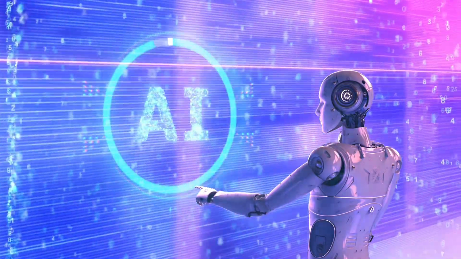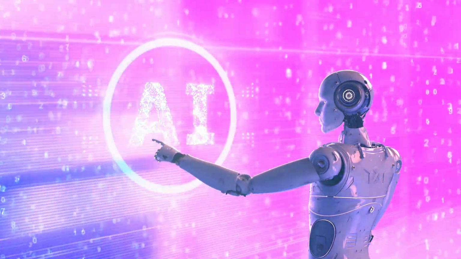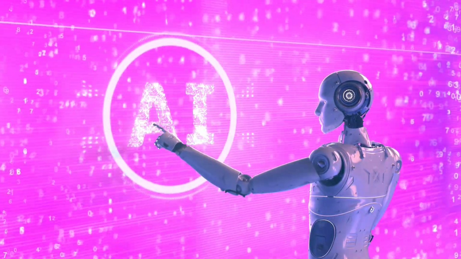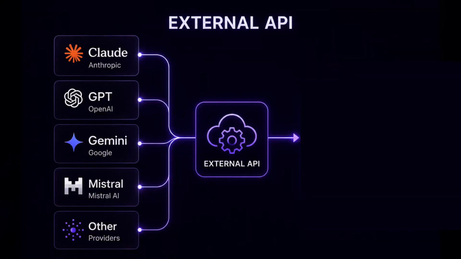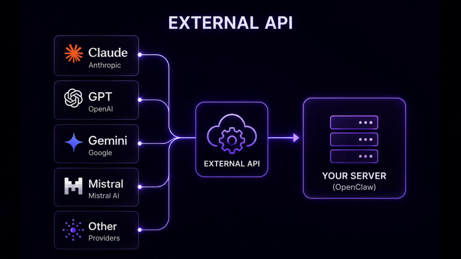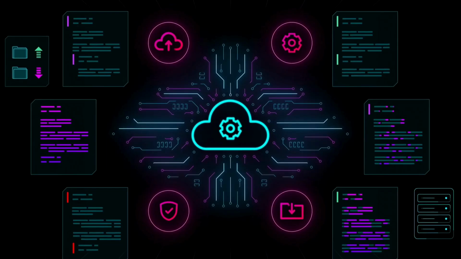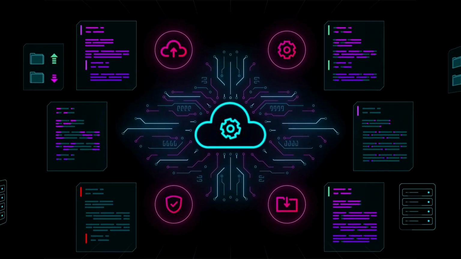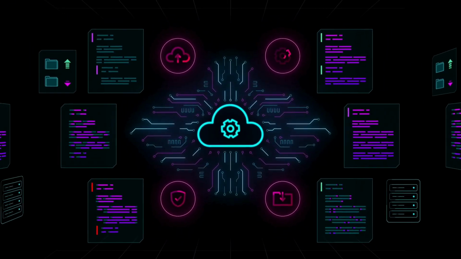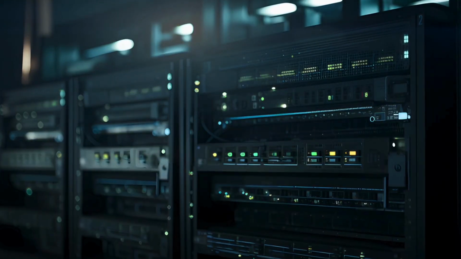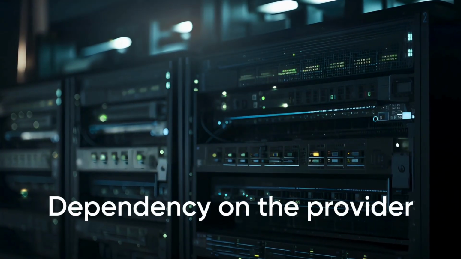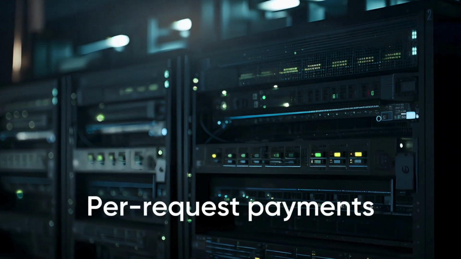Let's start with what model connection options exist in general. OpenClaw supports two scenarios. The first is an external API, for example, Anthropic Claude, OpenAI GPT, or other providers. And the second is your own server with an LLM model that you deploy yourself or order from the HOSTKEY marketplace. The external API option is the simplest. You get a key from the provider, pay for tokens, and connect it. The disadvantages are dependency on the provider, risk of account blocks, and per-request payments.